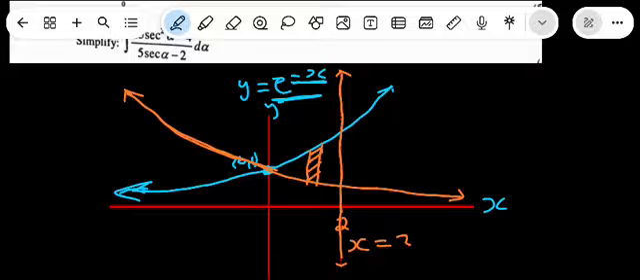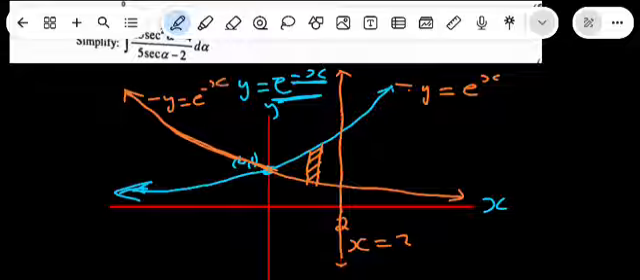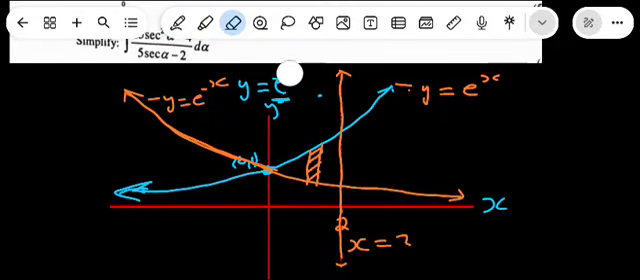This is a graph of what? This one, you can say this is a graph of y equals e to the positive x. This one is y equals e to the minus x. We have now, this is your graph. You can have your full marks then.